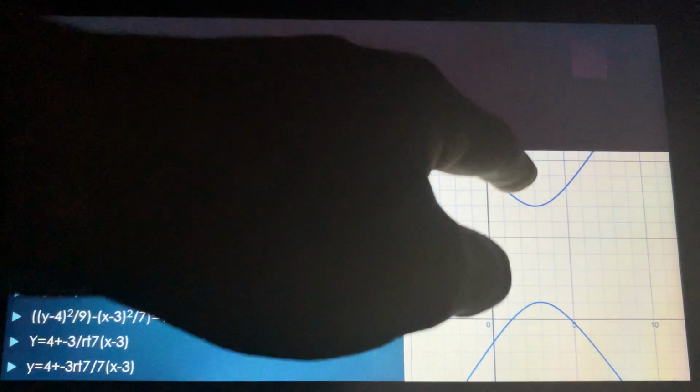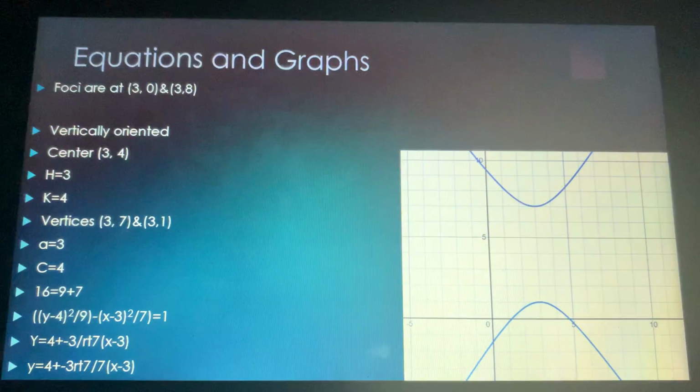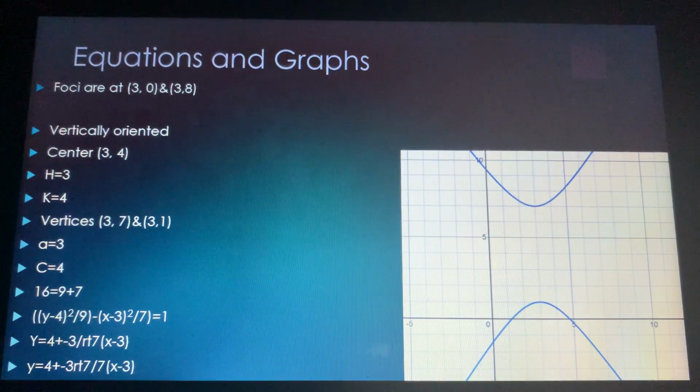And we can see here that the vertices are at 3, 7, and 3, 1. So the distance between the center and the vertices is 3. So a is 3, because that's the distance between the center and the vertices. The foci are at 3, 0, and 3, 8. The distance from them to the center is 4, and the distance from the center to the foci is our c value. So we know our c value is 4. Now we have to find the b value, but we don't have the asymptotes, and it's kind of hard to find the b value just looking at the graph.